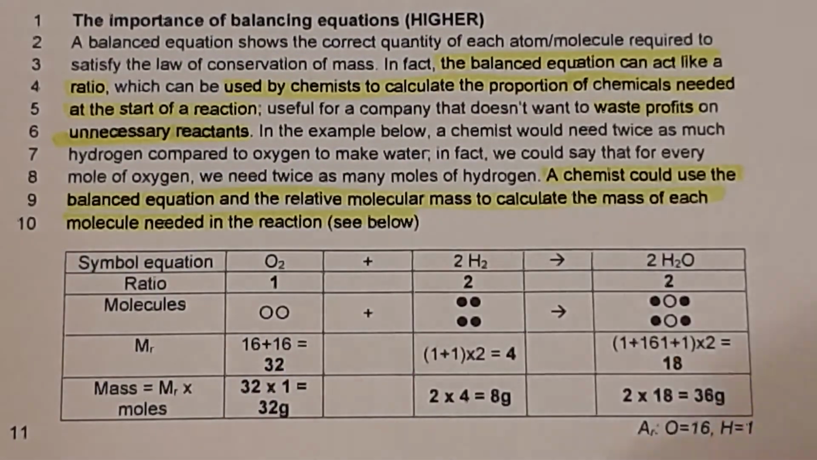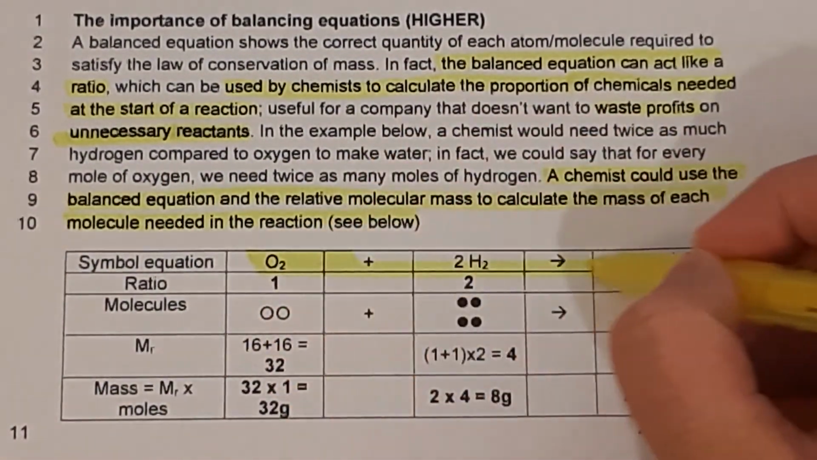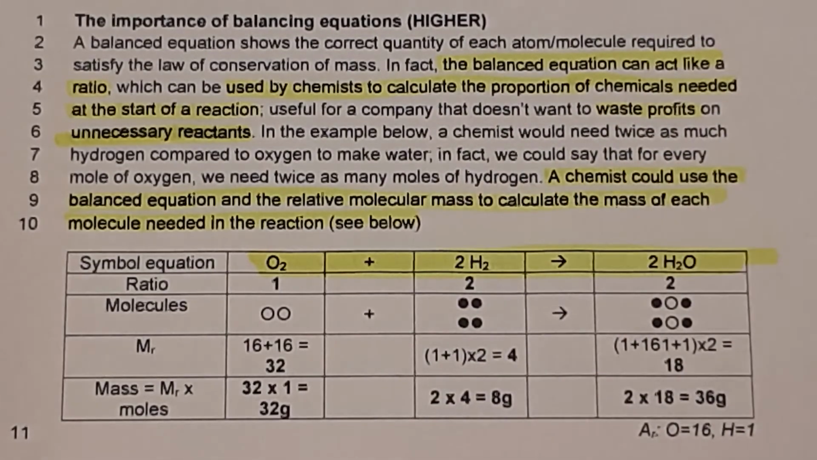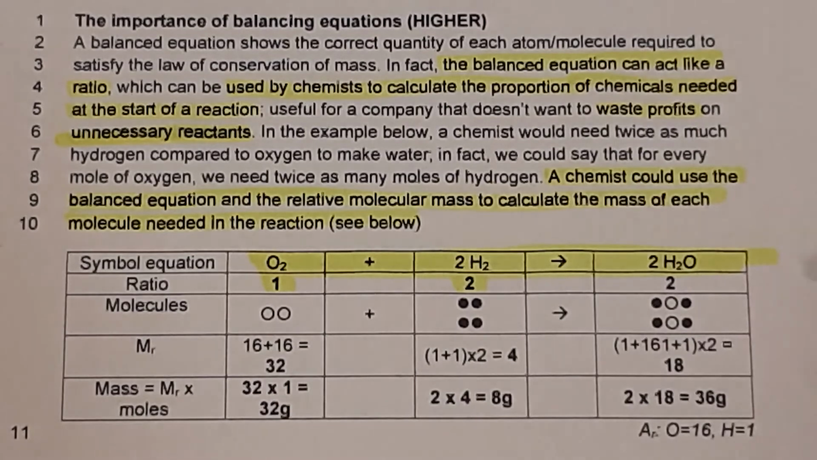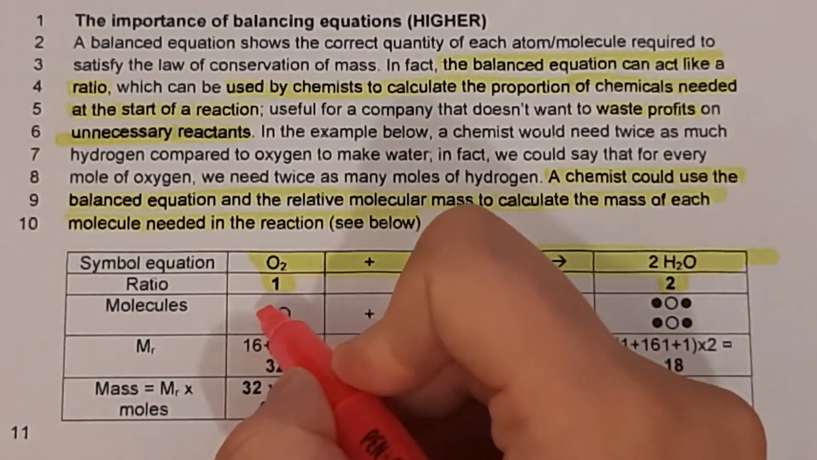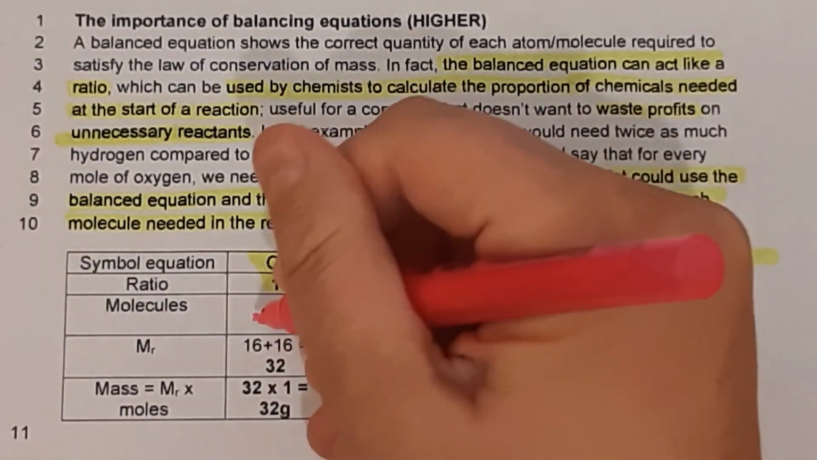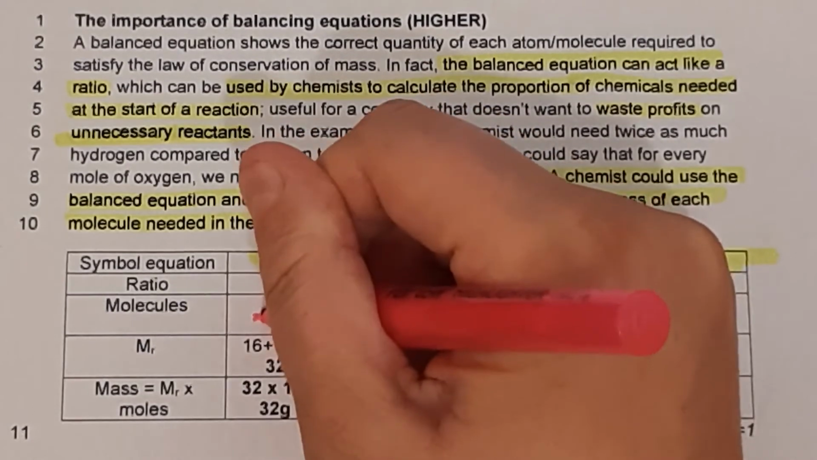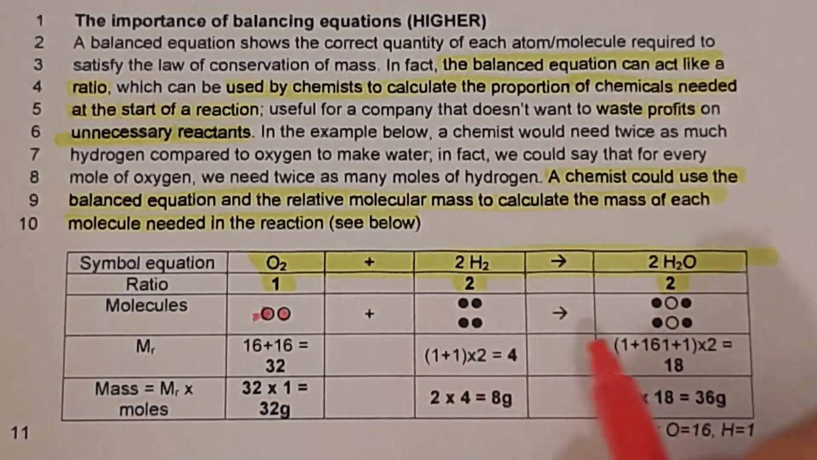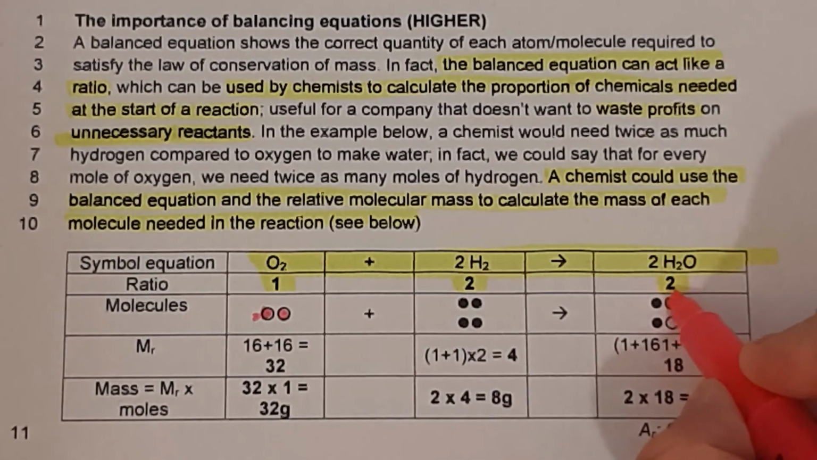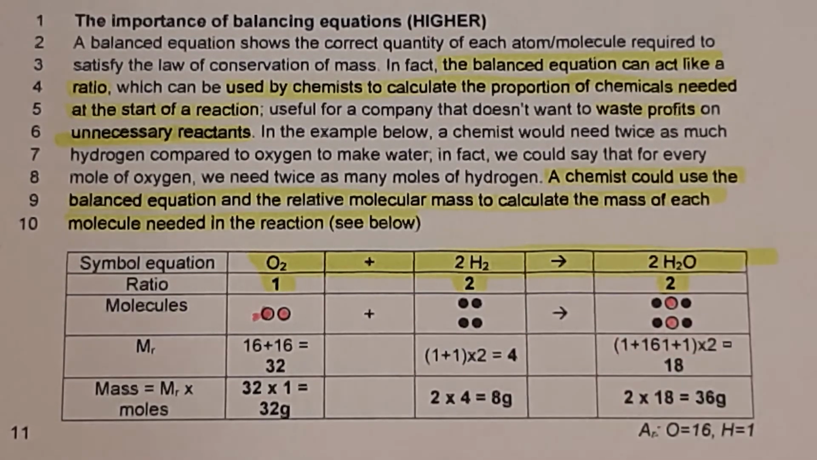So, here we have our equation, which is O2 plus 2H2 turns into 2H2O. The ratio is 1 lot of O2 to 2 lots of H2, gives us 2 lots of H2O. And you can see that here in our reaction. So we've got 2 atoms of oxygen, which I'm colouring in pink, 2 lots of hydrogen, well actually it's 4 hydrogen atoms, and then we produce 2 water molecules.